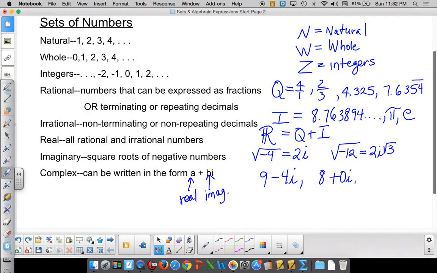And by the same way, 3i is also complex because it can be written as 0 plus 3i. So in reality, all numbers are complex numbers.